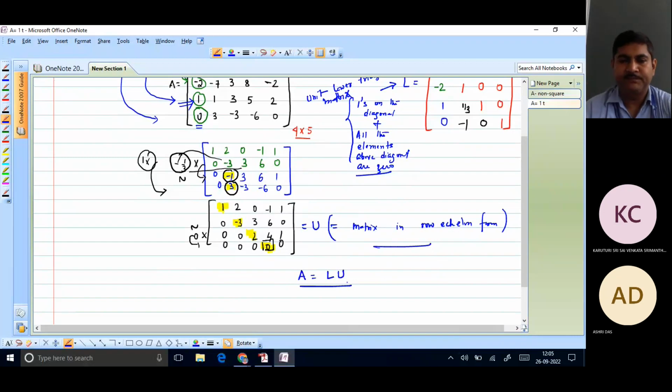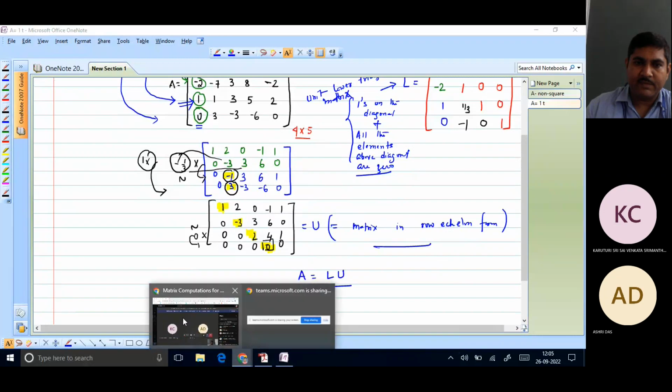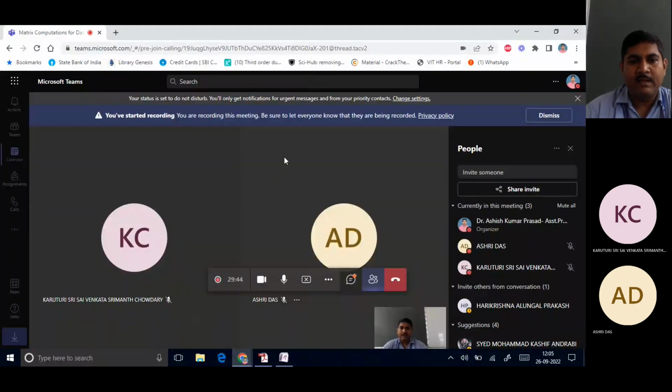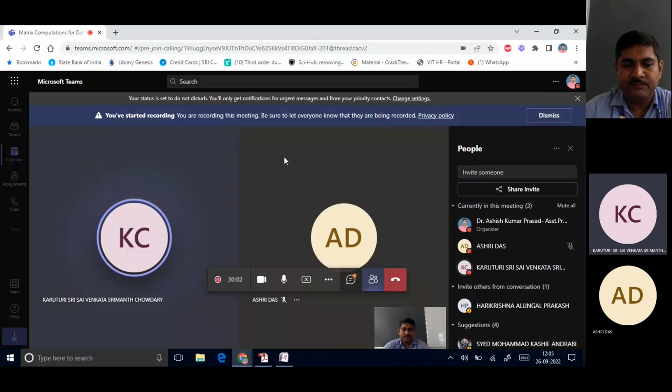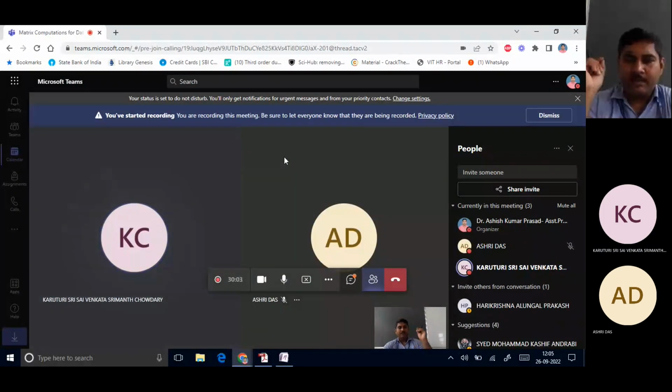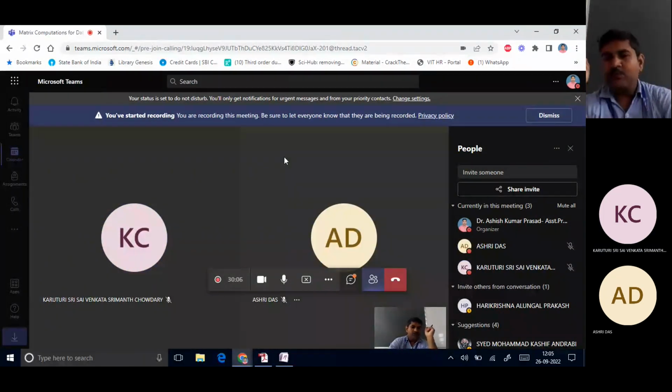Any doubt? Asri Das, do you have any doubt? Now, Sri Sai Venkatas Riman, do you have any doubt? No, sir. Is it clear? Yes, sir.